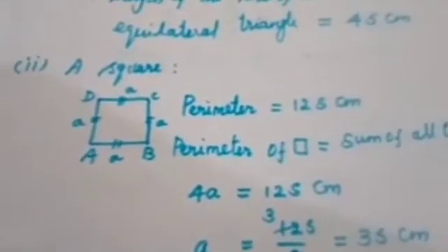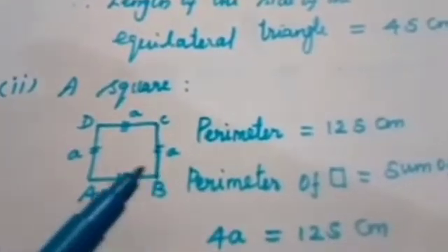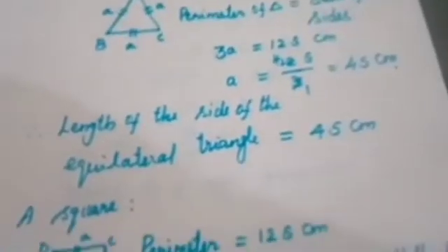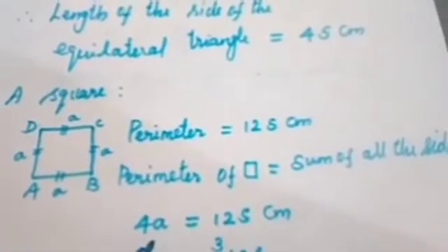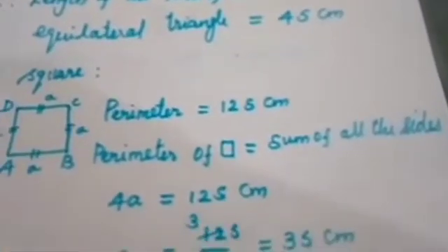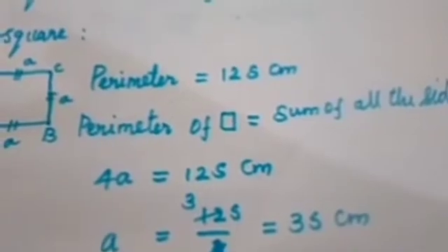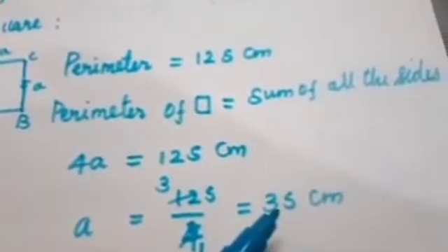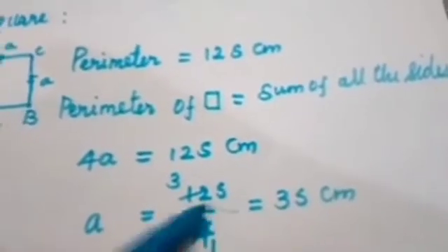Second problem, second sum, a square. Perimeter is 12 cm. First you have to draw one square. Perimeter equal to 12 cm. Perimeter of a square equal to sum of all the sides. So now perimeter of a square equal to 4A. So A plus A plus A plus A. So 4A equal to 12 cm. So now A equal to, you have to apply the transposing rules, 12 divided by 4. 1 4 is 4, 3 4s are 12. So 3 cm. So length of the side of the square equal to 3 cm.